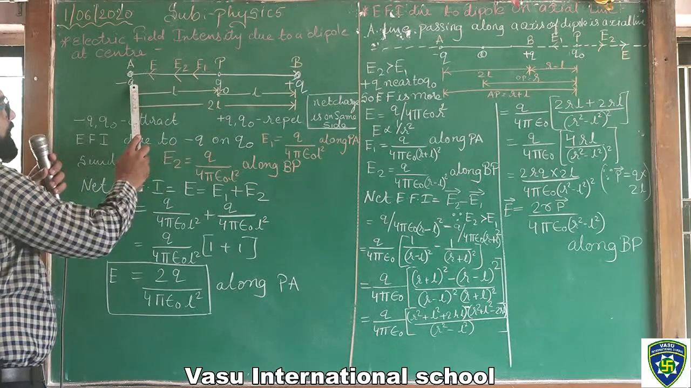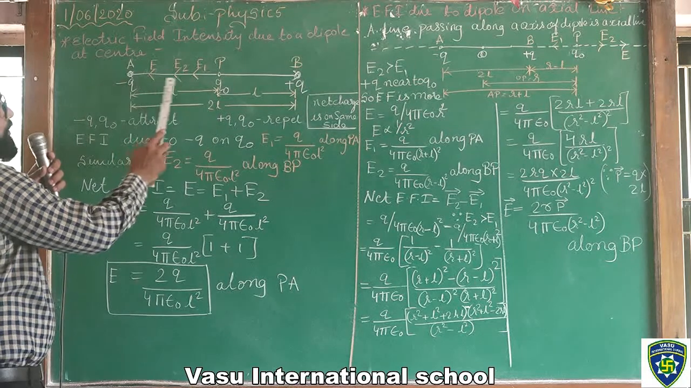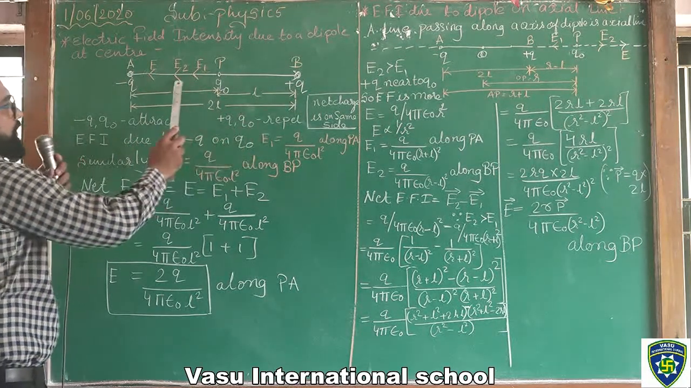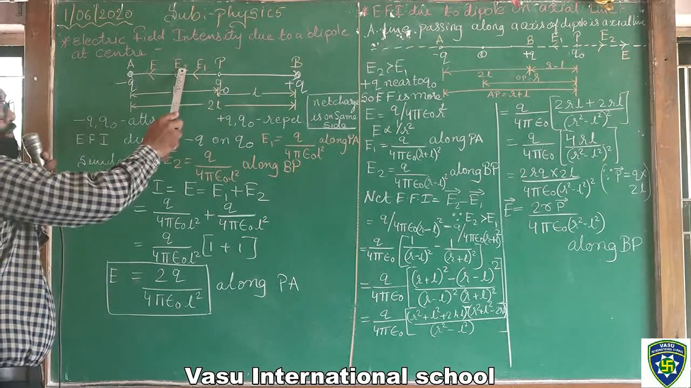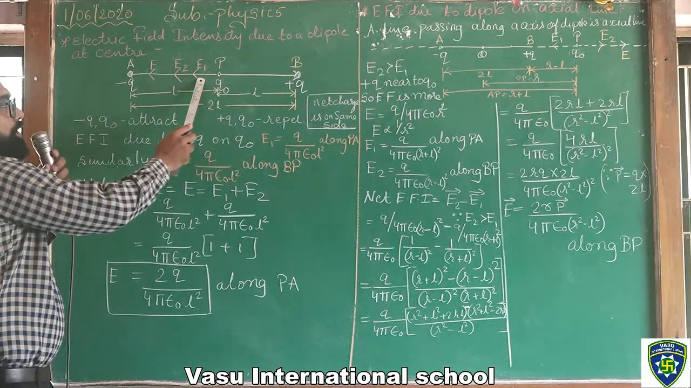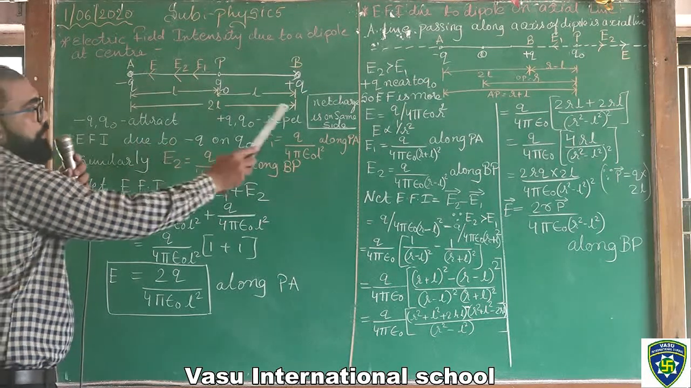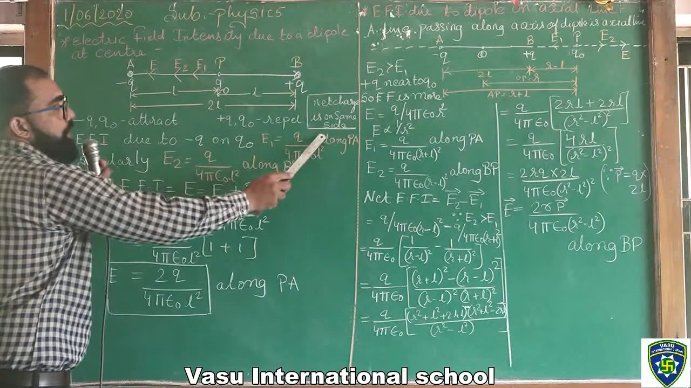So it will attract towards minus Q. Okay. So it is shown by E1. After that Q0 and plus Q, it will repel, so the repulsion is equal to E2. Okay. So both are in the same direction, so the electric field, that is the net field, is also on the same side.